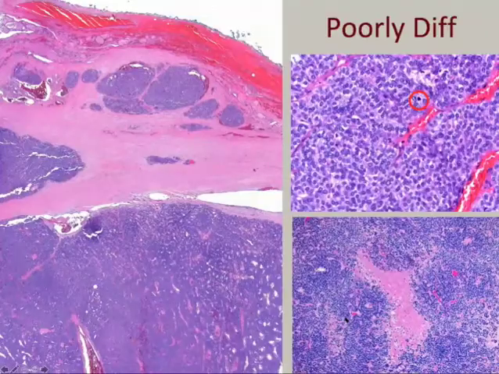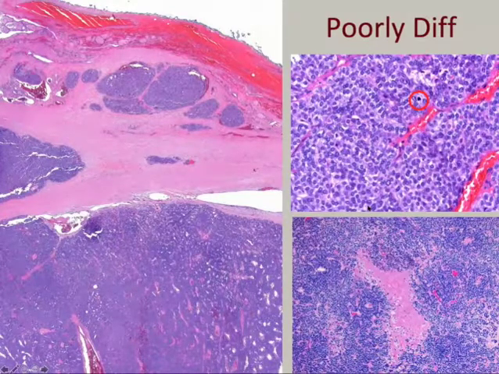Here are more examples of poorly differentiated, because people tend to forget about this sometimes because it looks like, oh, it's just like a solid follicular carcinoma. Yes, it looks like a solid follicular carcinoma. When you see that, start counting mitoses and start looking for necrosis, because then you go poorly differentiated and this patient has a worse prognosis.